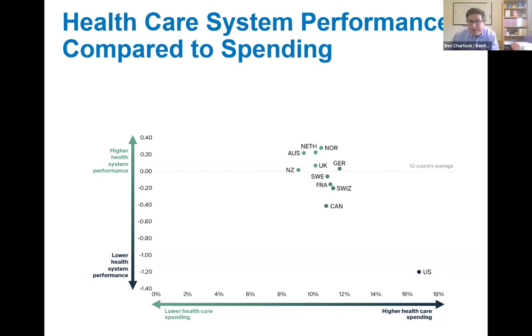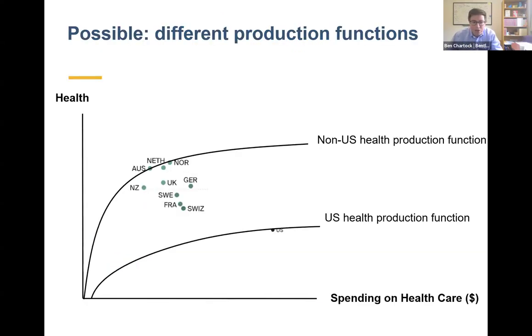And it very well may be the case that the US is just on a different production function than all the other countries. Norway, New Zealand, Germany, Switzerland, France, Sweden, UK, Australia, they might just be better at producing health than we are. We're on a lower production function. For the same inputs, we get less output, we get less health.